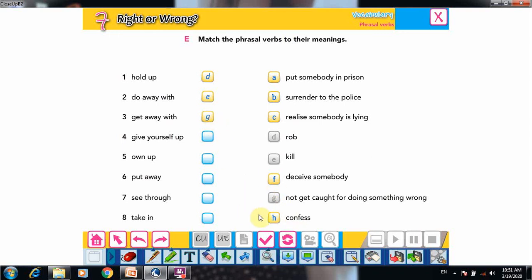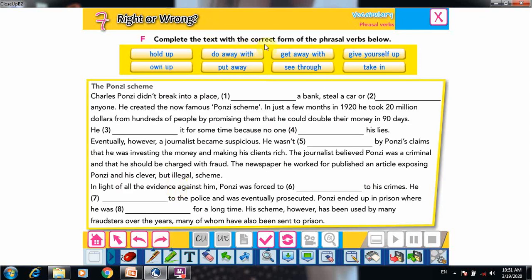Give yourself up. It means to surrender to the police. Own up, we said it, to confess. Put away, it means to put somebody in prison. Very good. See through is which one? Realize somebody's lying or deceive somebody? It's very good. Realize somebody's lying, and taken in means to deceive somebody. Okay, the next exercise. Complete the text with the correct form of the phrasal verbs below.